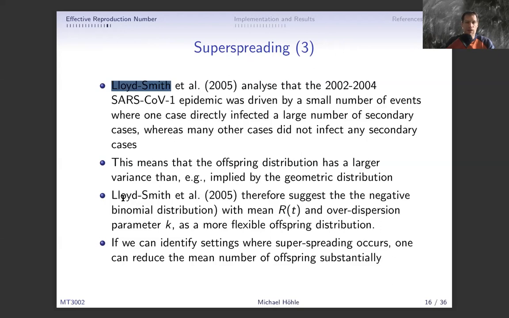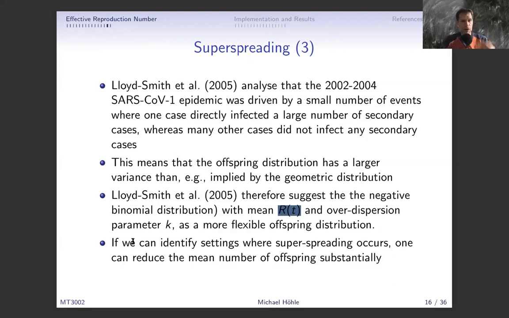I think it's actually possible to read if you're interested in stuff like that. They suggest the so-called negative binomial distribution with a certain mean equal to our effective reproduction number and an overdispersion parameter k, so it has more flexibility. You can parameterize this so that it is equal to the geometric distribution. If k goes to infinity, this is simply the Poisson distribution. You can also look up on Wikipedia what the negative binomial distribution is. You get some insights there, but they allow for a more flexible distribution.